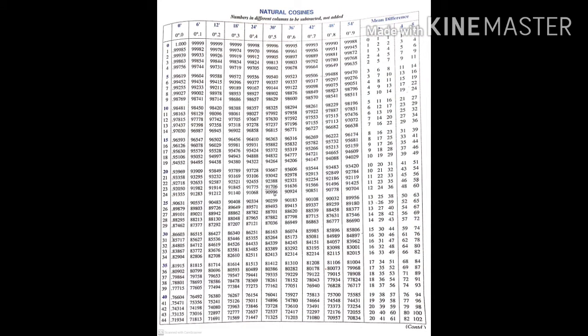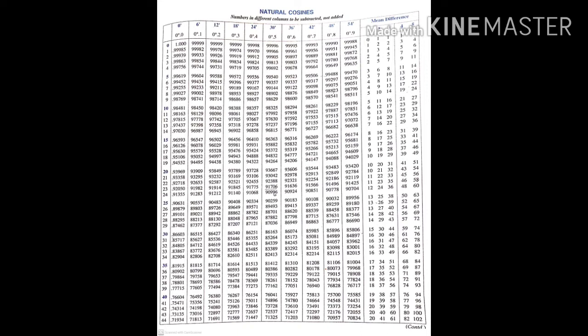Now the natural cosine table. Here also the first vertical column on this page gives angles from 0 to 44 degrees, and the horizontal row at the very top gives the 6 minute difference values. Now check the very first value, that is cos 0. Cos 0 is 1. After that the values gradually decrease.